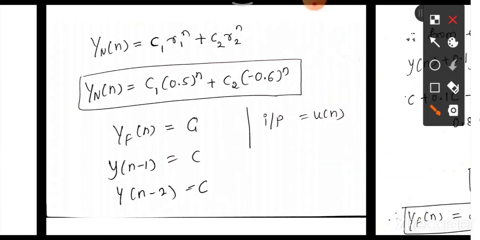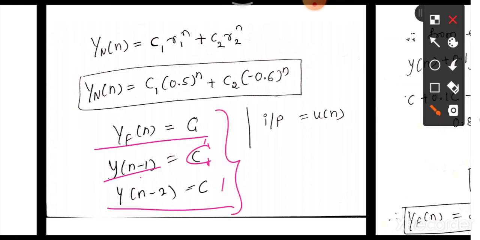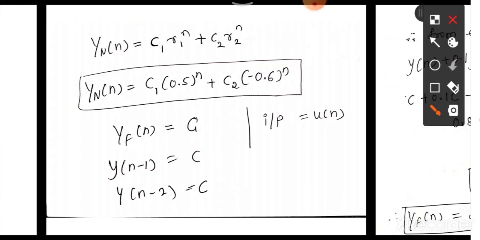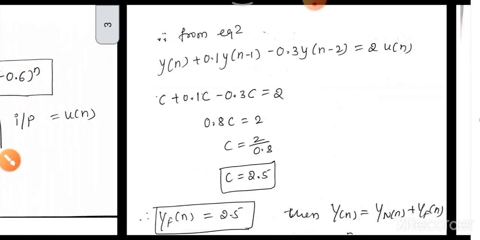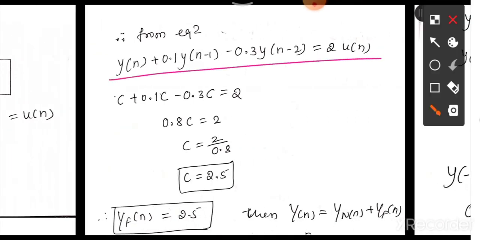Now we'll take y of n equal to c, then change n to n minus 1. When you change n to n minus 1, on the right hand side we have only c, so it remains the same. Even y of n minus 2 is also c, so only these three we require. Substitute these values in the given general equation, that is y of n plus 0.1 y of n minus 1 minus 0.3 y of n minus 2 equal to 2 u of n.